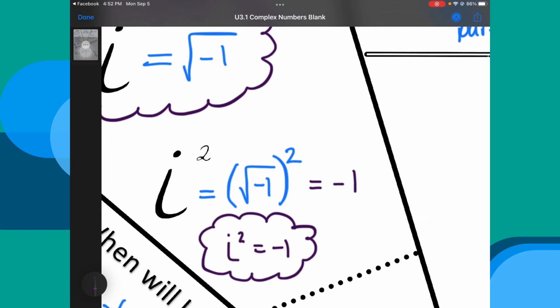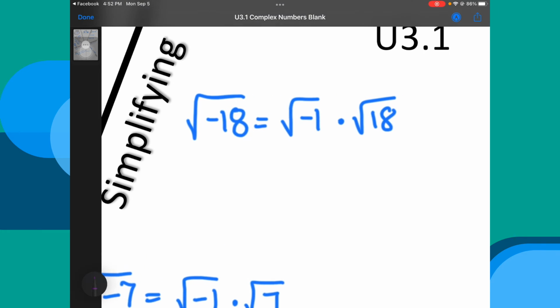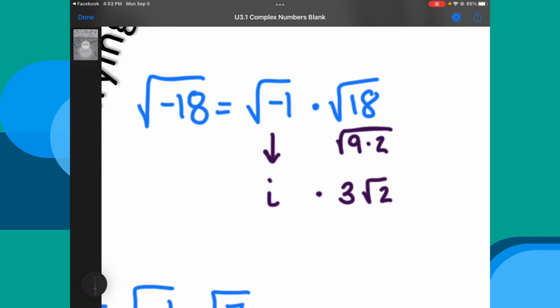So what do we do with these imaginary numbers? Well, one thing that we do is we simplify. So if we have the square root of -18, in the past we've said that we can't simplify it because you can't have a negative under the square root. But now we can pull out the -1 and multiply it by the 18. That square root of -1 we just defined as i. The square root of 18 can be simplified, and this is the square root of 9 times 2, and the square root of 9 is 3. The square root of 2 stays the square root of 2. So when we simplify, this gives me 3i square root of 2.